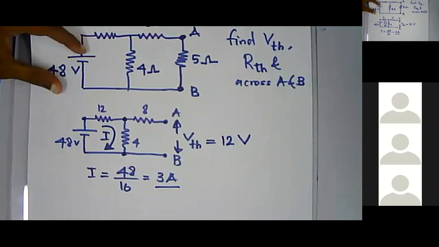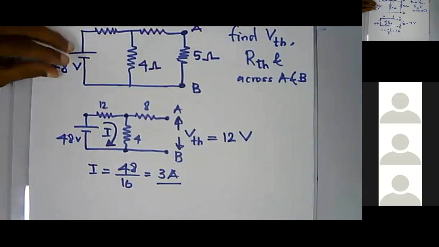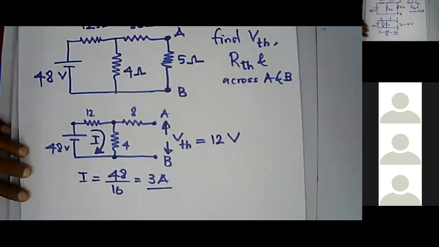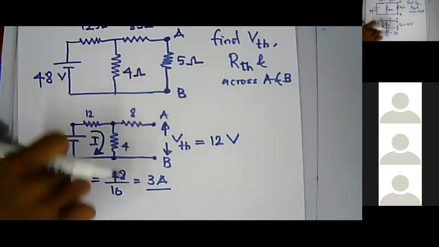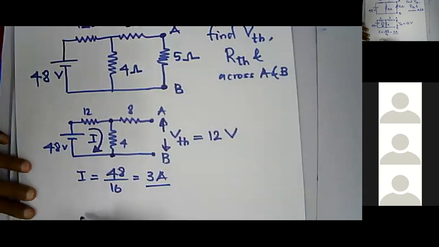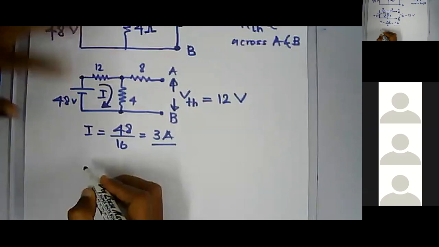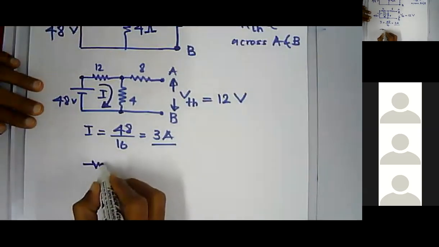Okay. Now you have done the first part. Now you have to calculate the RTH. To calculate RTH, again you have to short circuit the battery, or replace the battery with its internal resistance. If the battery does not have any internal resistance, just simply short circuit it. So your circuit will be something like this. There is no internal resistance given, so no need to worry about it.